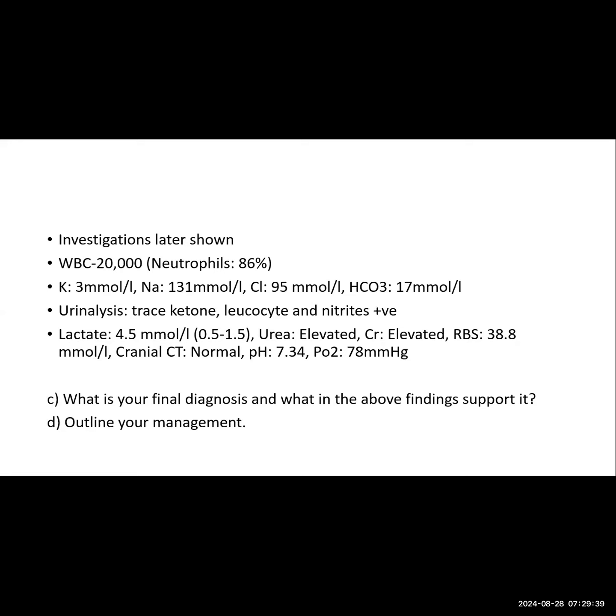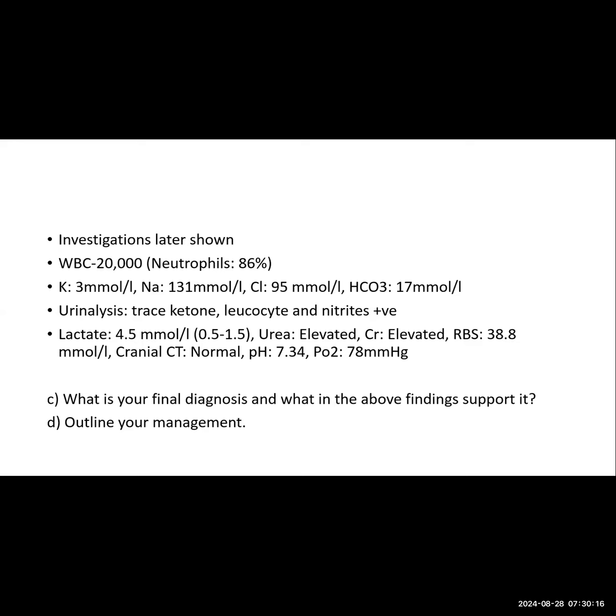Investigations later shown WBC of 20,000, neutrophils 86%, potassium 3 millimoles per liter, sodium 131 millimoles per liter, chloride 95 millimoles per liter, bicarbonate 17 millimoles per liter. Urinalysis showed trace ketone, leukocytes, and nitrites were positive. Lactate 4.5 millimoles per liter, the reference range 0.5 to 1.55. Urea elevated, creatinine is also elevated, random blood sugar 38.8 millimoles per liter, cranial CT is normal, pH is 7.34, partial pressure of oxygen is 78 millimeter mercury.